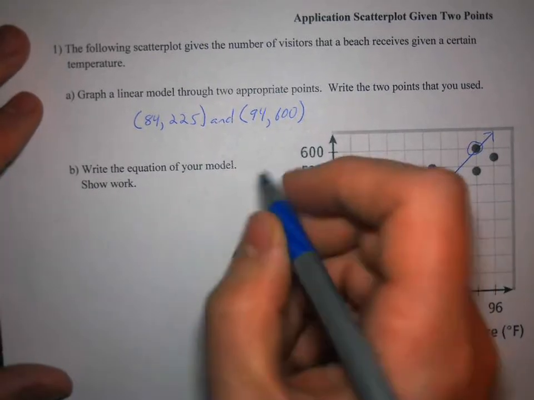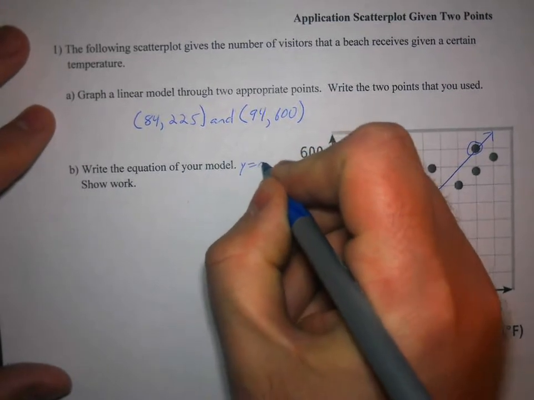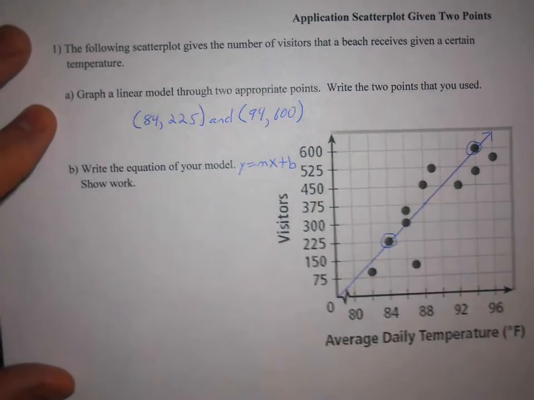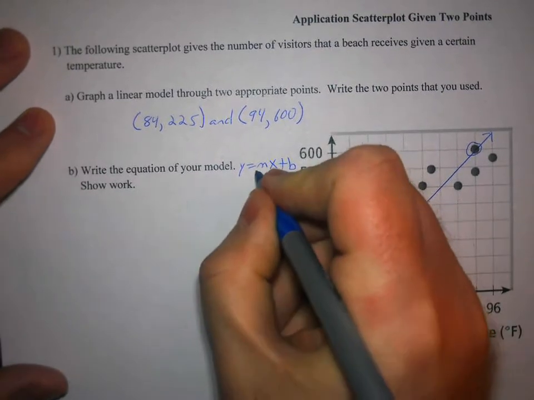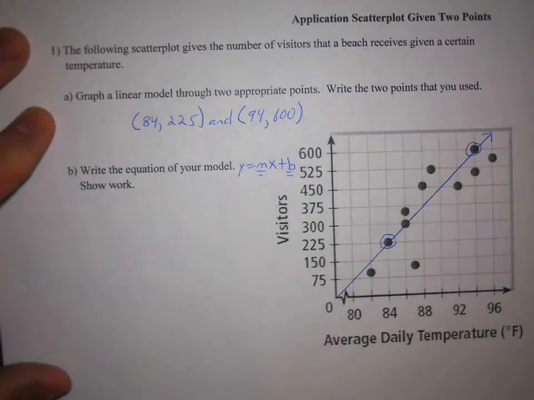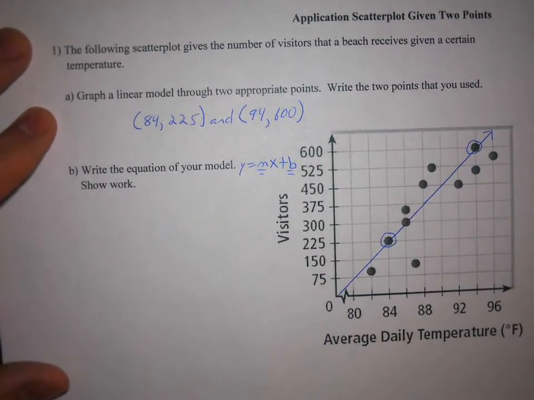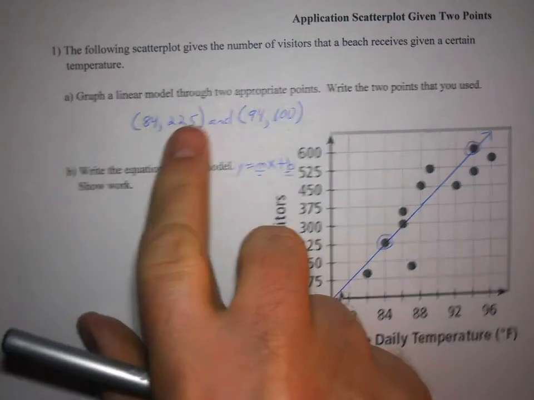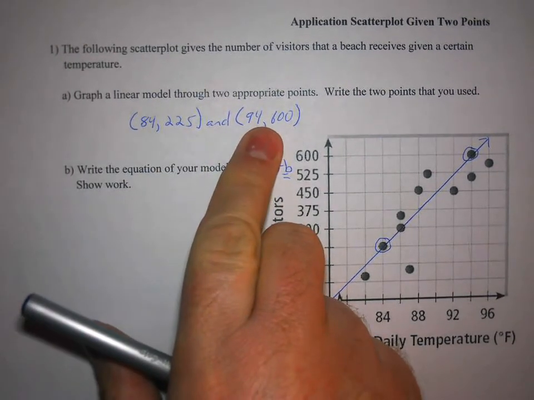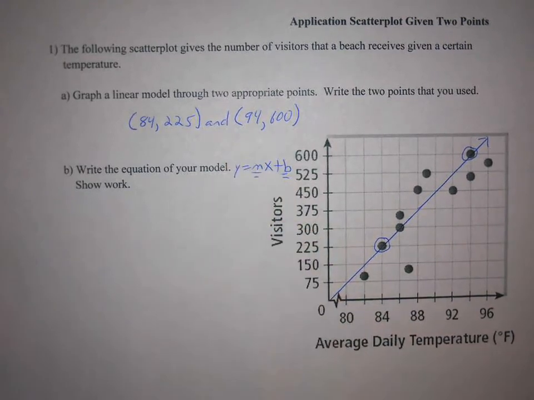Remember, it comes down to the idea of slope-intercept form, y = mx + b. You need to find m, the slope, and b, the vertical intercept. So that's something that everyone should be able to do using these 2 points. Okay, so go ahead and try to do that, and I'll put the answer up here just for the sake of time.